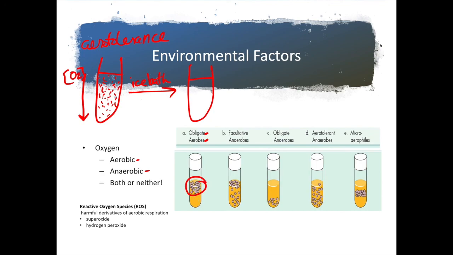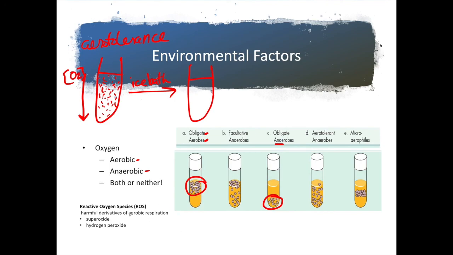So they're only going to grow where we have a really high concentration of oxygen. My obligate anaerobes are organisms that oxygen becomes toxic to. So they're only going to grow in the bottom of the tube where there is little to absolutely no oxygen. My obligate anaerobes are difficult to grow in the laboratory because they are, you could say, allergic to oxygen.